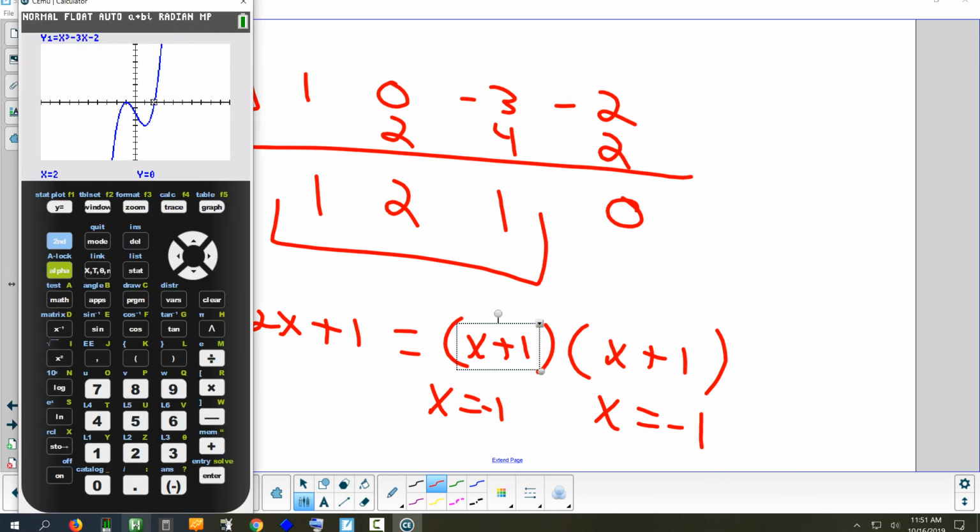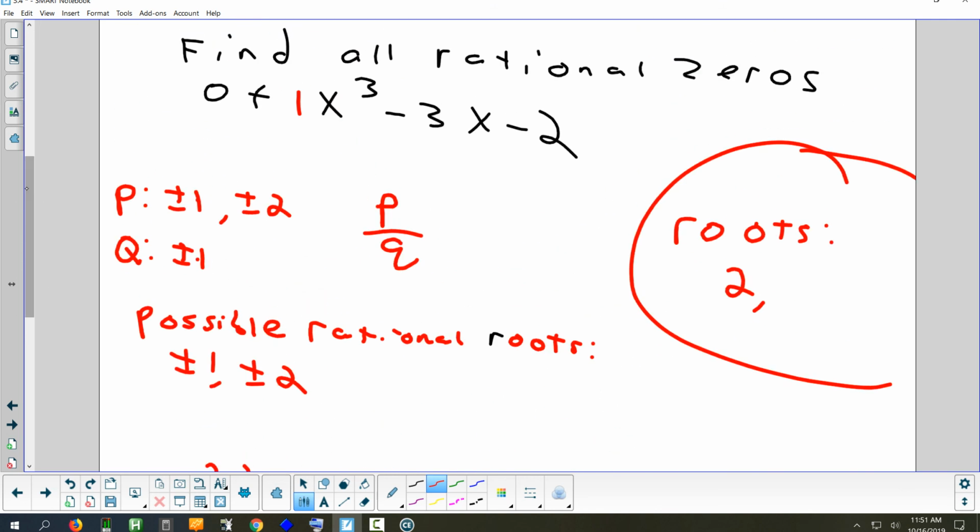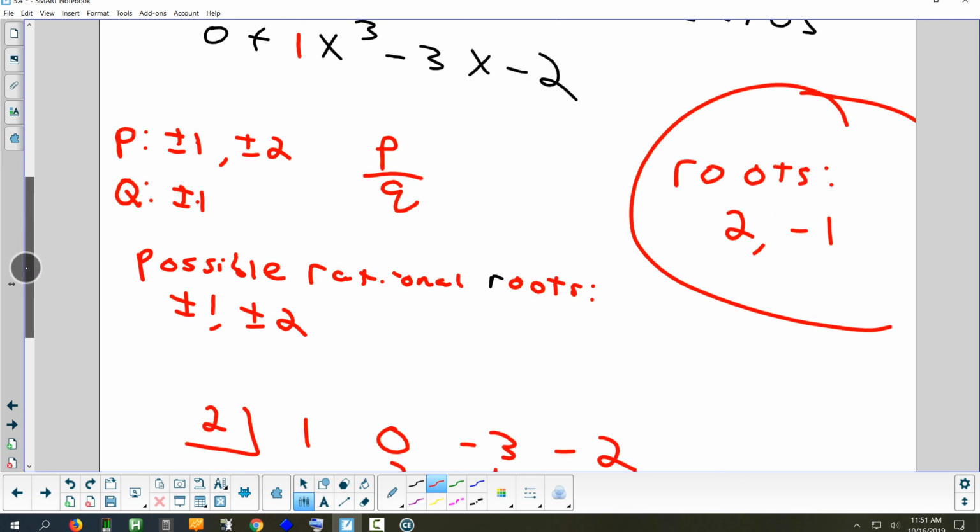A repeated root, you can tell by looking at the picture, it usually comes up, it touches the axis, and it bounces away. Because if it went through and crossed it, you would have got two different answers. Okay? So the roots in this problem are 2 and -1. You don't need to write -1 twice. And that's it. Any questions on that?